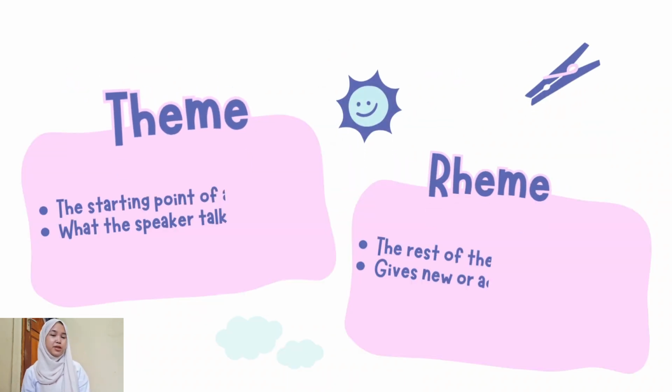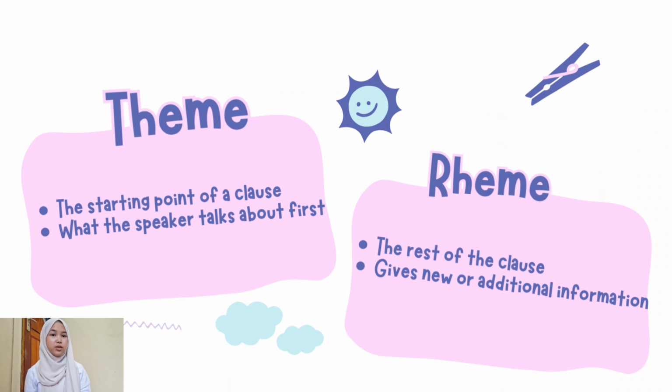In systemic functional linguistics, a clause is not only seen as a grammatical structure, a clause is also seen as a message. Every clause has a way of organizing information, and this organizing is explained through theme and rheme. Theme is the starting point of the clause. It shows what the speaker chooses to talk about first. Theme helps the listener or reader understand the topic of the message from the beginning. Rheme is the rest of the clause. It gives new or additional information about the theme and develops the message further.